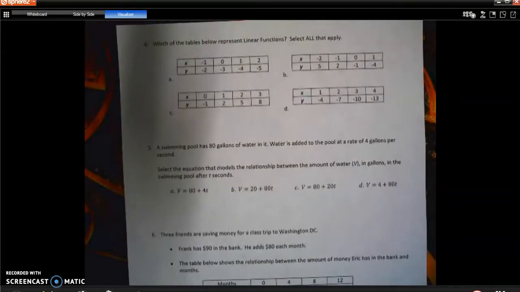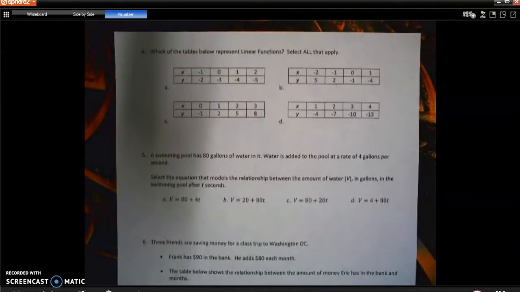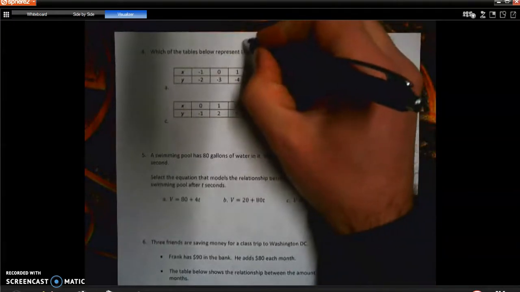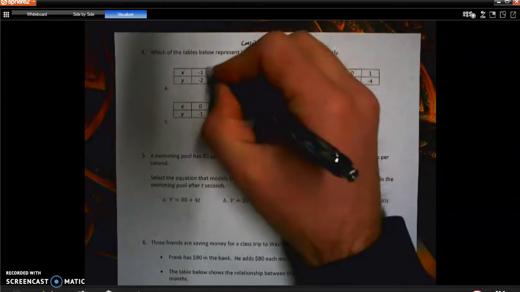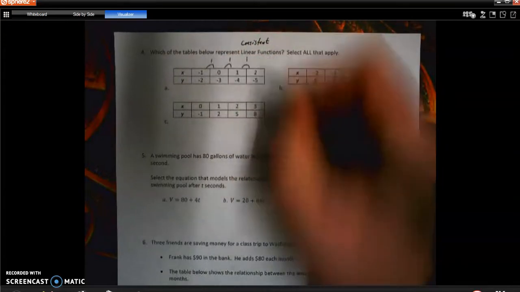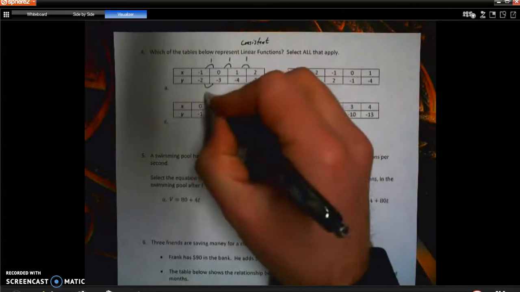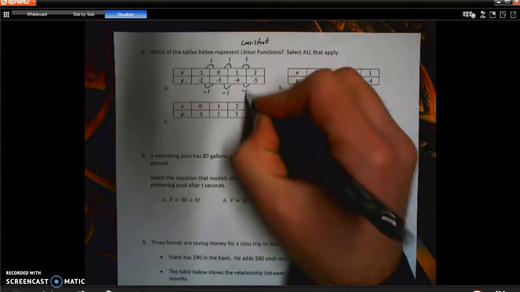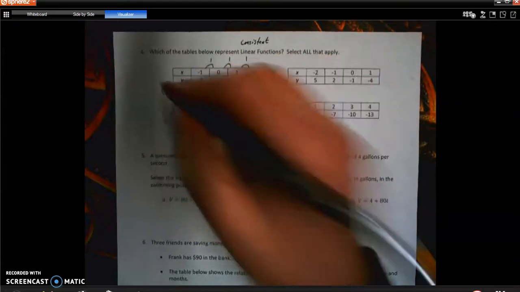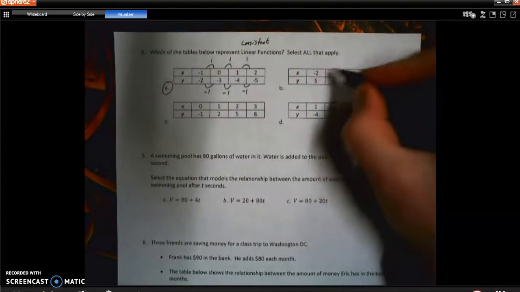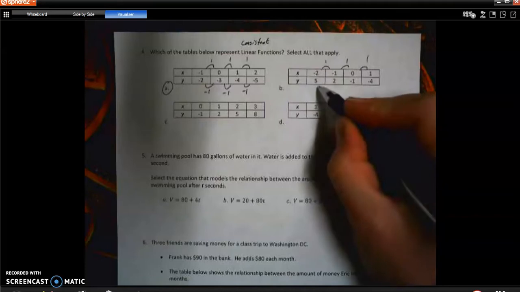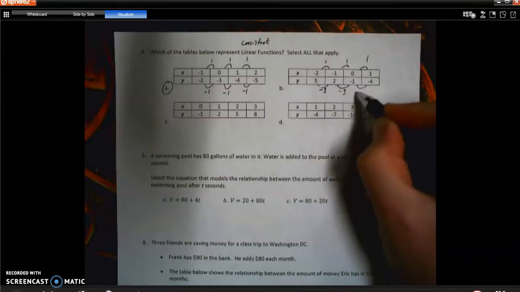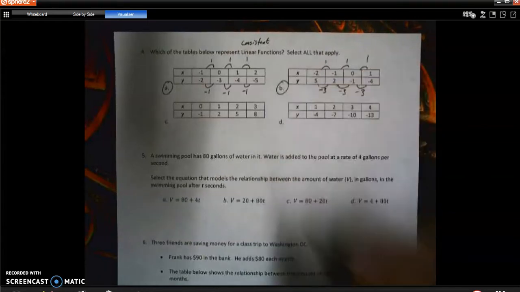Which table below represents a linear function? Now remember, linear means a line, and it has to be consistent on both the x's and the y's changing. For example, the x's are changing by 1, 1, 1. The y's are changing by -1, -1, -1. They're the same every time. That's linear. Let's go to B. It's going from -2 to 1, so that's up 3, up 3, up 3. This is going down 3, down 3, down 3. It's consistent. That is also linear.